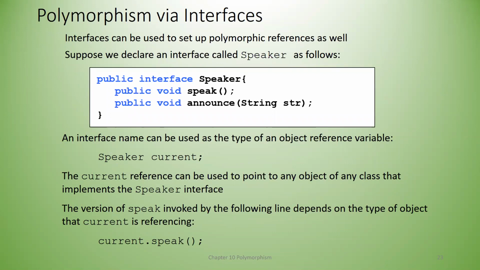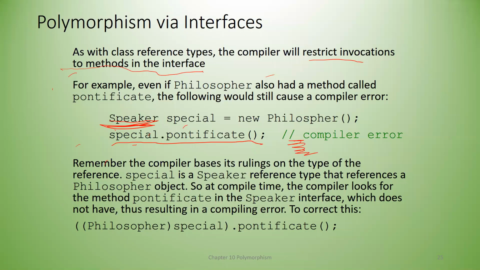That is a method that a dog cannot pontificate. It can, it does that all the time. We just don't know what they are pontificating, right? But a philosopher definitely always pontificates. So here at compile time, it looks for that method in speaker, and at runtime, it will execute the method in that referenced object, which is philosopher. So that's why at compile time, this will not compile, because speaker does not have that method.